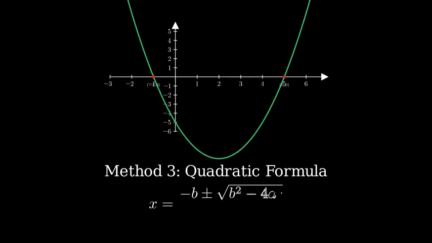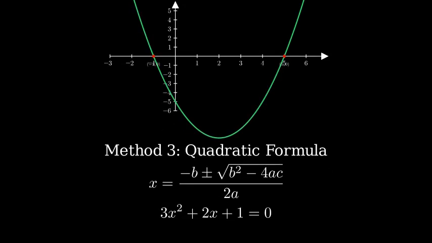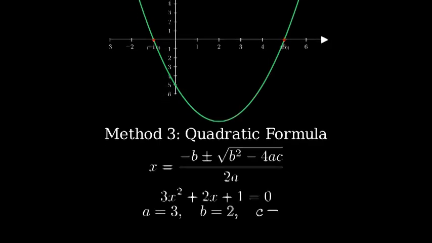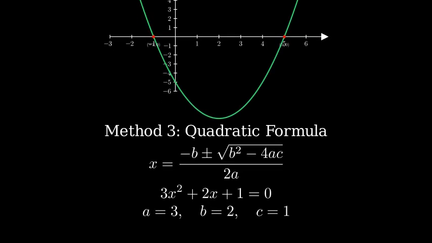For a quadratic equation in the form ax squared plus bx plus c equals 0, the solutions are given by x equals negative b plus or minus the square root of b squared minus 4ac, all divided by 2a. Let's solve this example. 3x squared plus 2x plus 1 equals 0. First, we identify the coefficients. a equals 3, b equals 2, and c equals 1.